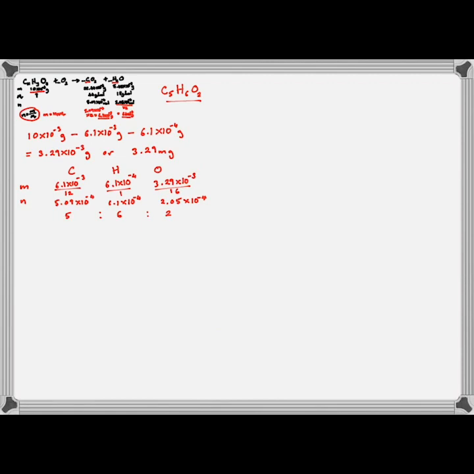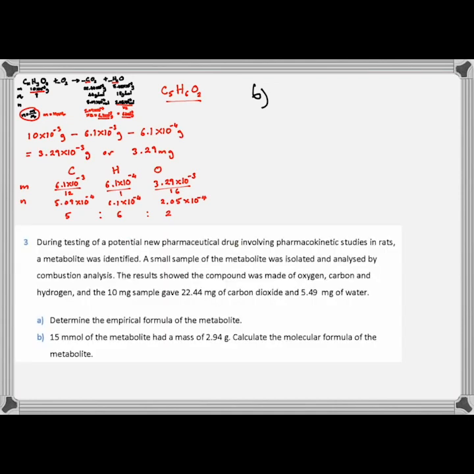So the answer to part A was C5H6O2. The answer to part B requires you to find the molecular formula of the substance. So part B tells us that 15 millimoles of the metabolite had a mass of 2.94 grams. We've got a number of moles, and I know it's millimoles. Milli just means 1,000th of.